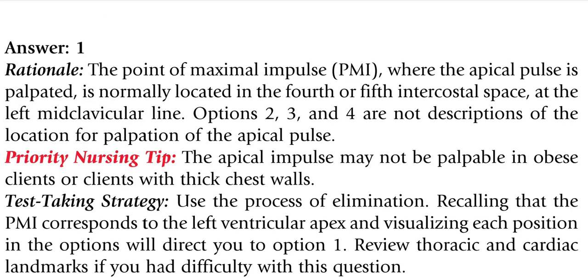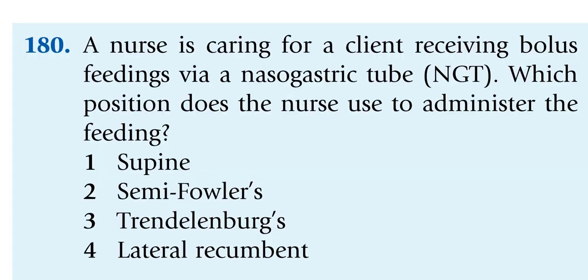Answer 1. Rationale. The point of maximal impulse, PMI, where the apical pulse is palpated, is normally located in the 4th or 5th intercostal space at the left midclavicular line. Options 2, 3, and 4 are not descriptions of the location for palpation of the apical pulse.